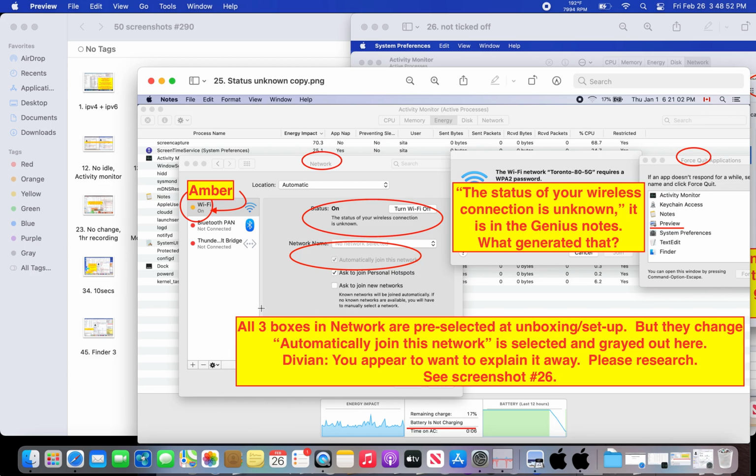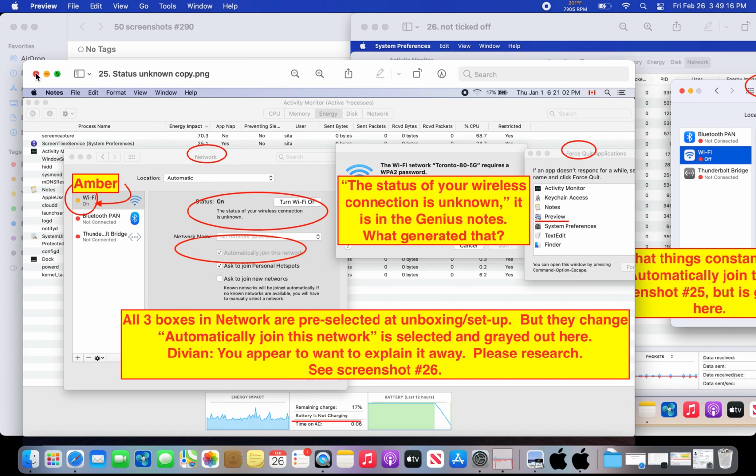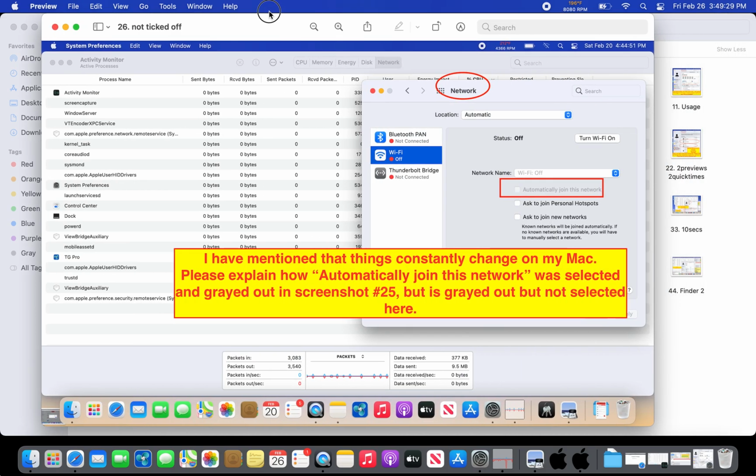All right, so no Wi-Fi has been selected. So under network name, nothing is selected. So the status is on, but it's not connected to anything. So "automatically join this network" is grayed out because it's not an option for us. We don't have a network selected yet. Anytime something is grayed out, it's not something we can adjust because it doesn't relate as of yet. So it's grayed out because it doesn't pertain to the current settings.